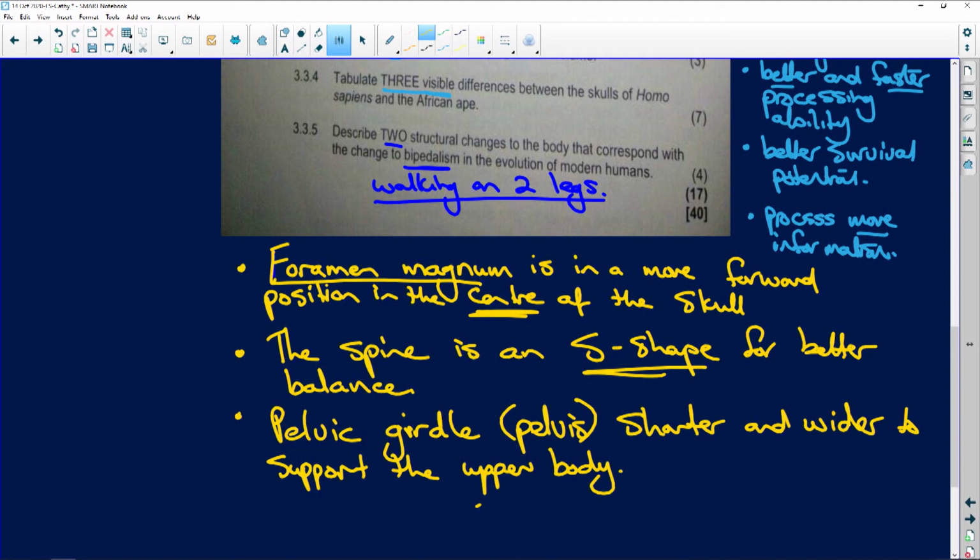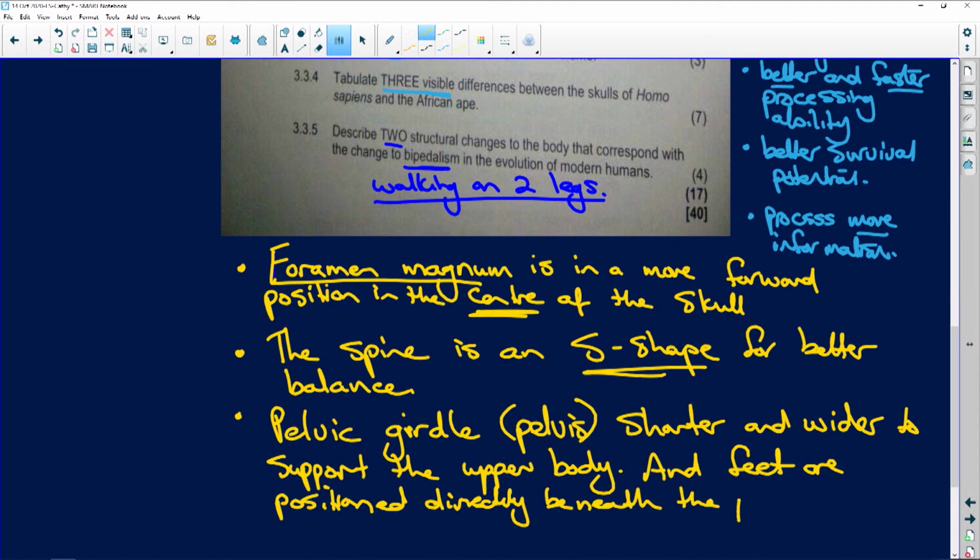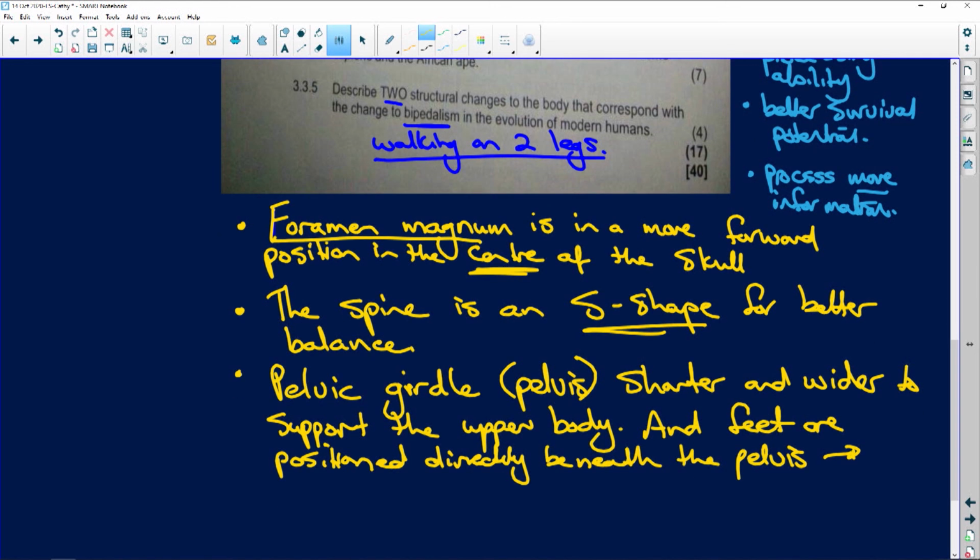And you're also going, and I'm going to just sit, should I put this in? And feet are positioned directly beneath the pelvis. Okay, and what does that do? That means that you end up with better balance.